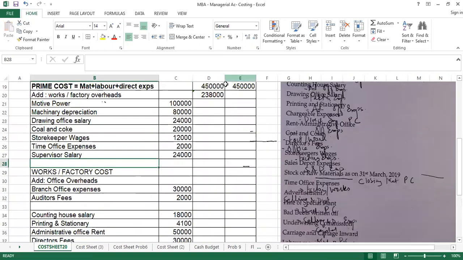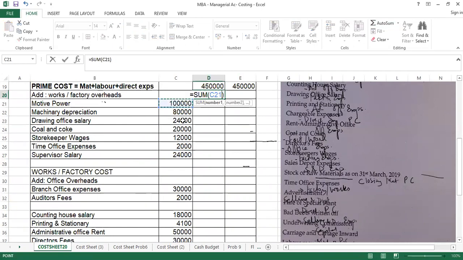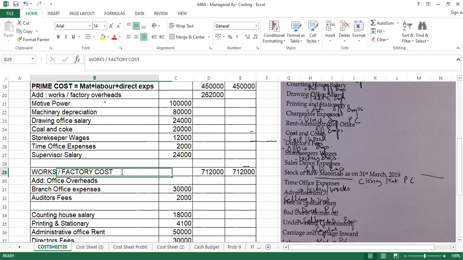So your total factory expenses will now be 2,62,000. Your total factory cost is equal to prime cost plus factory expenses, so that takes your value to 7,12,000. That is your factory cost. What is the formula for factory cost, works cost? It is prime cost plus factory overheads. Very good.